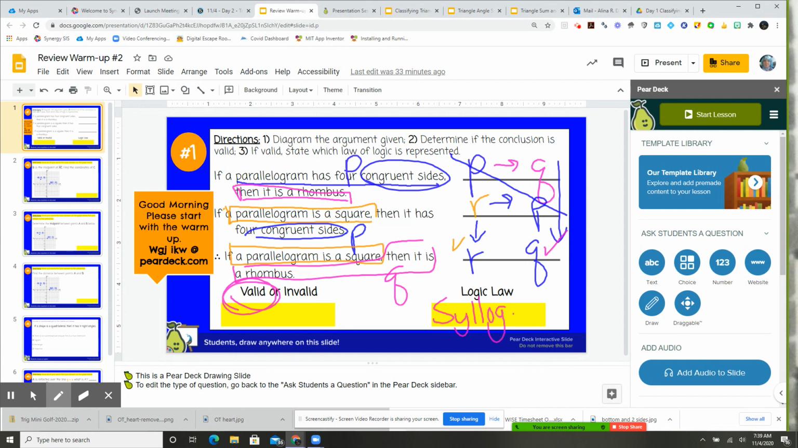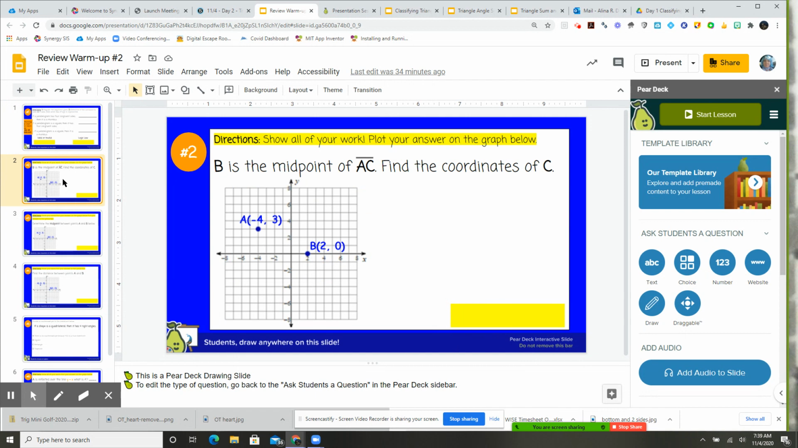I wish I knew that Pear Deck existed back when we started class and we're doing these, because this would have made life so much easier if we just taught it this way from the beginning. But alas, that wasn't our lot in life.